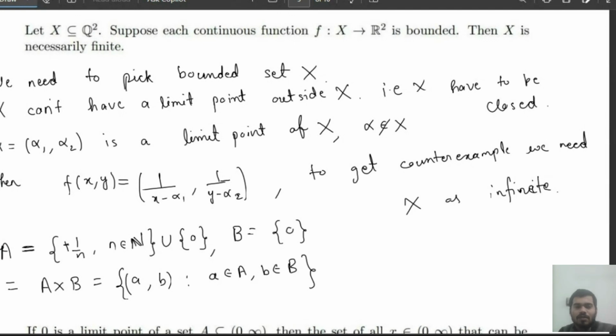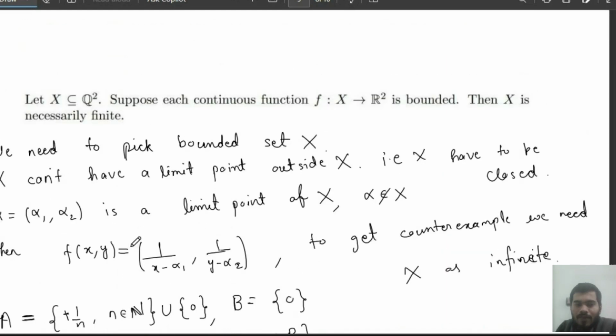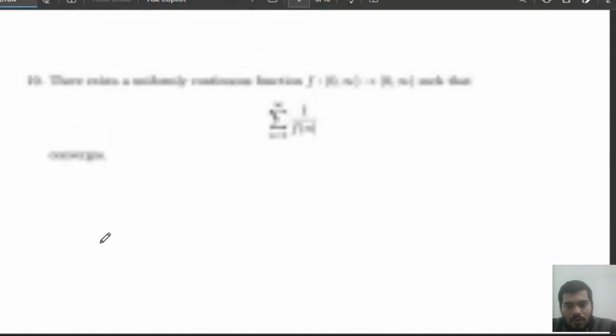Okay, so the reason is A cross B is a compact set, and continuous image of a compact set is compact, and it is compact because of the Heine-Borel theorem, right? And a compact set is bounded, and hence this is bounded, so this thing is false. It may not necessarily be finite because we got an infinite example.